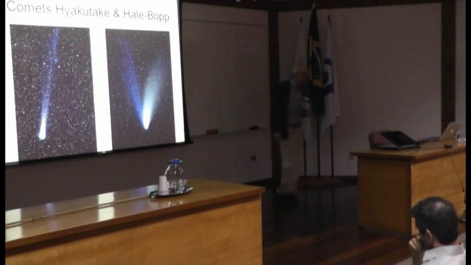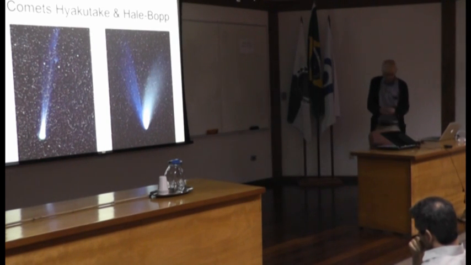In the case over here, you see actually two tails. You see the dust tail, but also an ion tail. And this is pointed directly away from the sun. You have ionized particles, and they are pushed away directly by the solar wind.